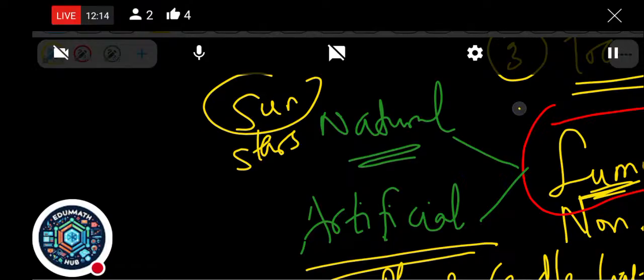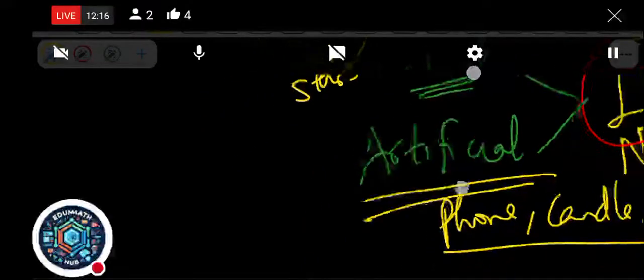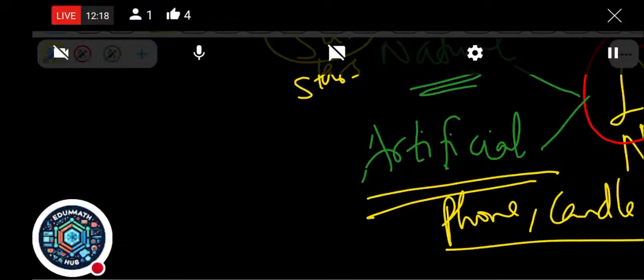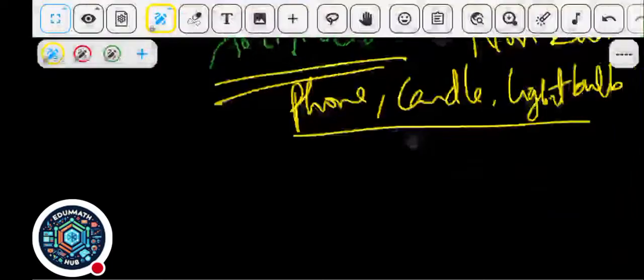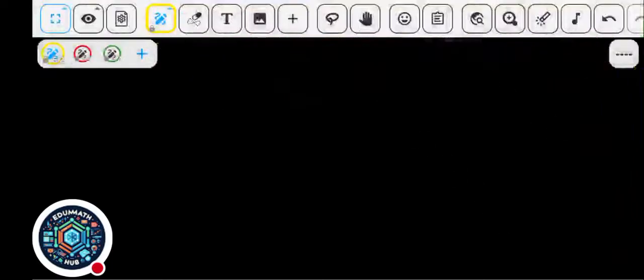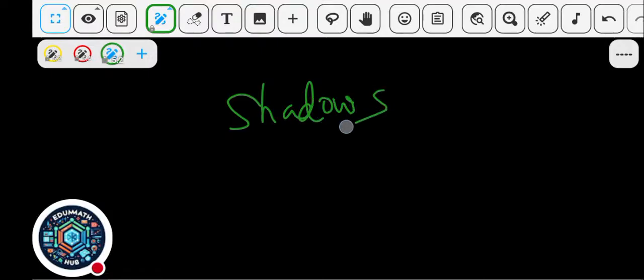Okay, now let's write on to the next part. The next part is shadows. This part is very, very important, so take note. Shadows is very, very important. JAMB normally asks questions on shadows. So let's start. Shadows. So what are shadows? You hear shadow, shadow, shadow, but what is a shadow?